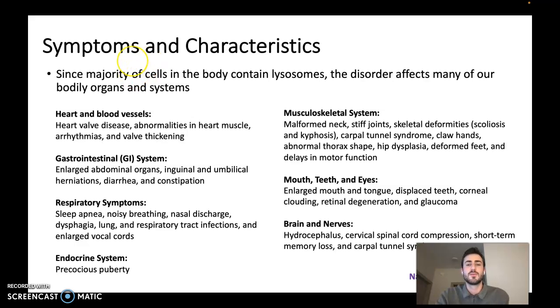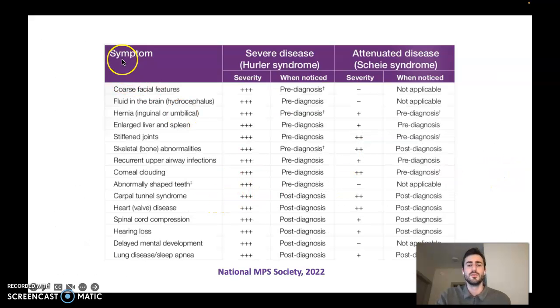You get cervical spinal cord compression or cervical myelopathy, which is the primary source of the patient's sensory and motor dysfunctions. Short-term memory loss, and again, carpal tunnel syndrome can fit under here in the neurological issues as well. I wanted to include this picture from the National MPS Society because it further describes how MPS type 1 sits on a spectrum.